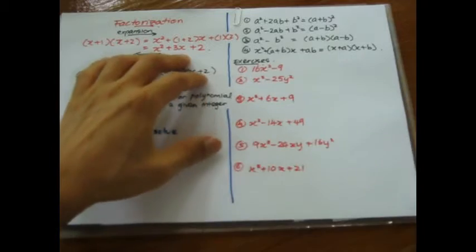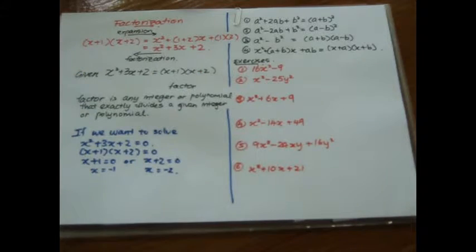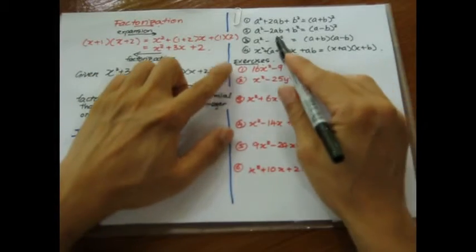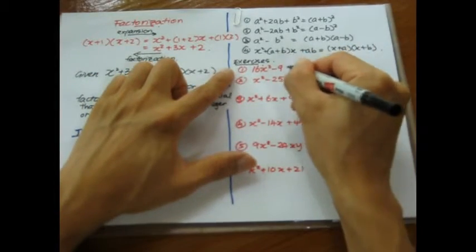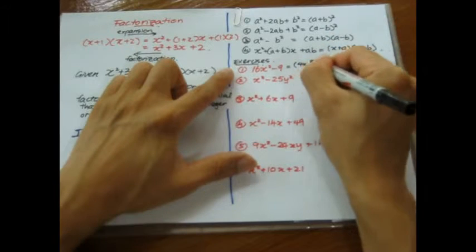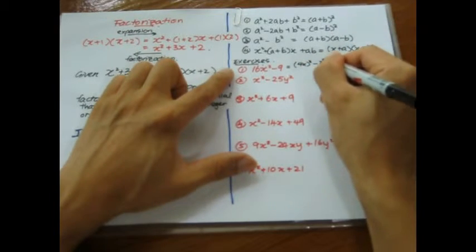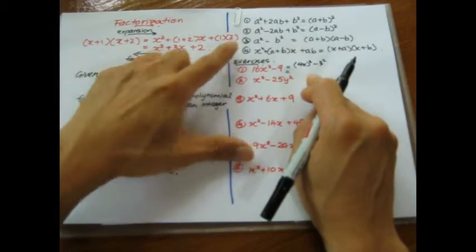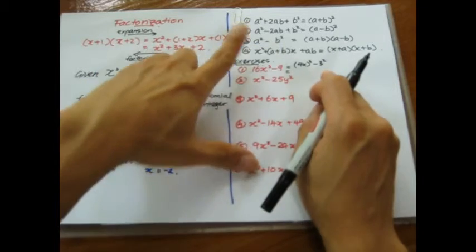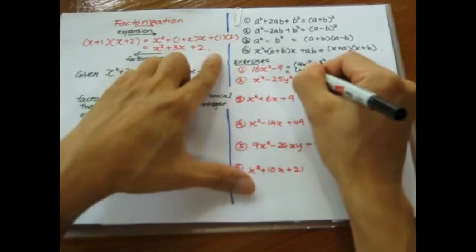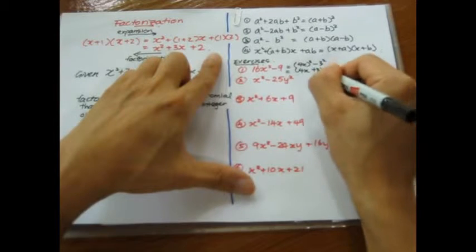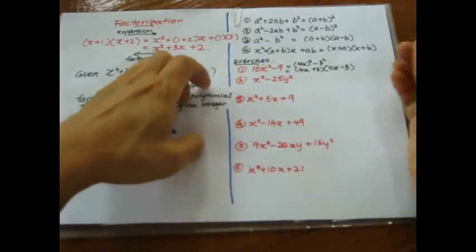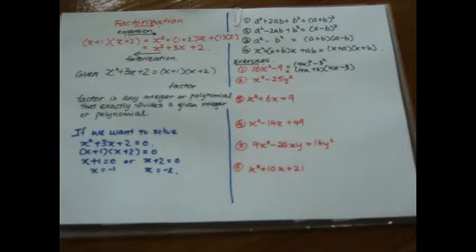How do we go about doing this? So you have 16x squared minus 9. Well, which form is this? This looks like number 3. So I'm going to rewrite this as 4x everything squared minus 3 everything squared. So this is exactly form number 3, where A is 4x, B is 3. So I can rewrite this as 4x plus 3 times 4x minus 3. So I'm done. Each of these is a factor.